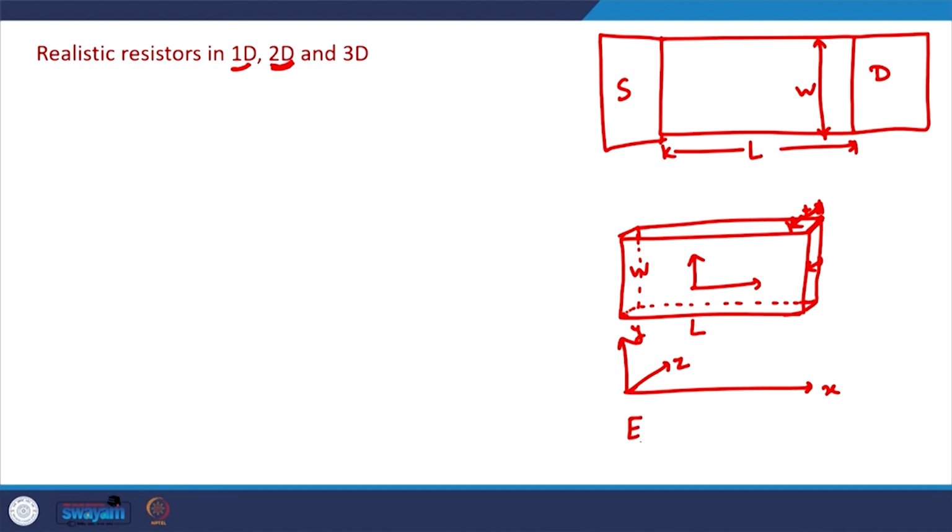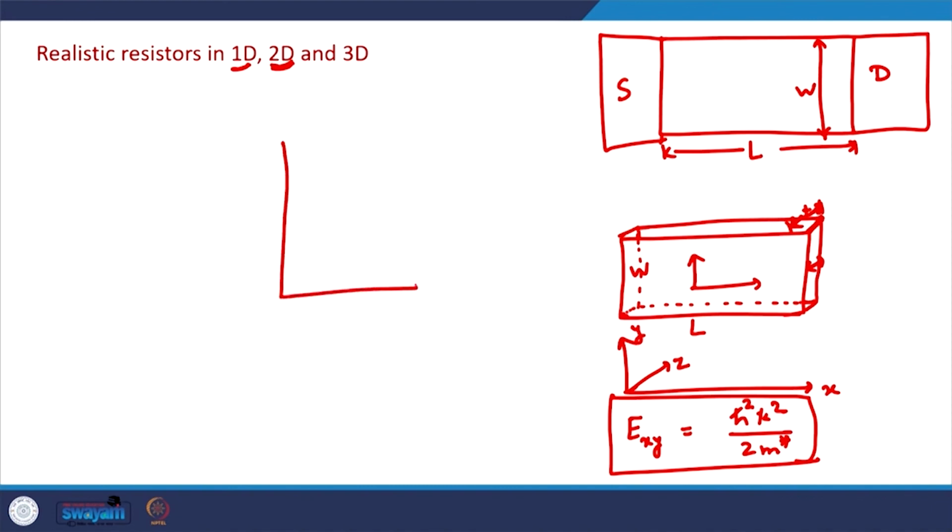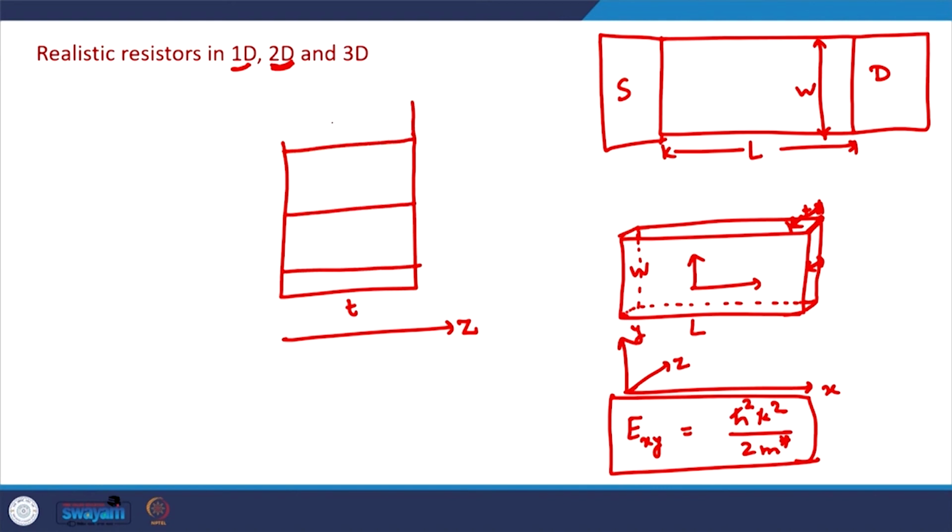And electronic energy in the x and y direction is typically given by this expression, h square k square divided by 2m star, as we have seen previously from our analysis. But in the z direction, the electrons are confined, and electrons will have certain energy in the z direction as well. So, this energy we need to calculate. If this is now the z direction, let us say this is the thickness, the electronic energy will be discrete, like for a particle in a 1D box. It may have energy levels like this and so on. So, the y axis is the energy axis, the x axis is the z axis, and in this practical 2D conductor, electrons are confined in the z direction. So, the electrons will have discrete energies in the z direction.